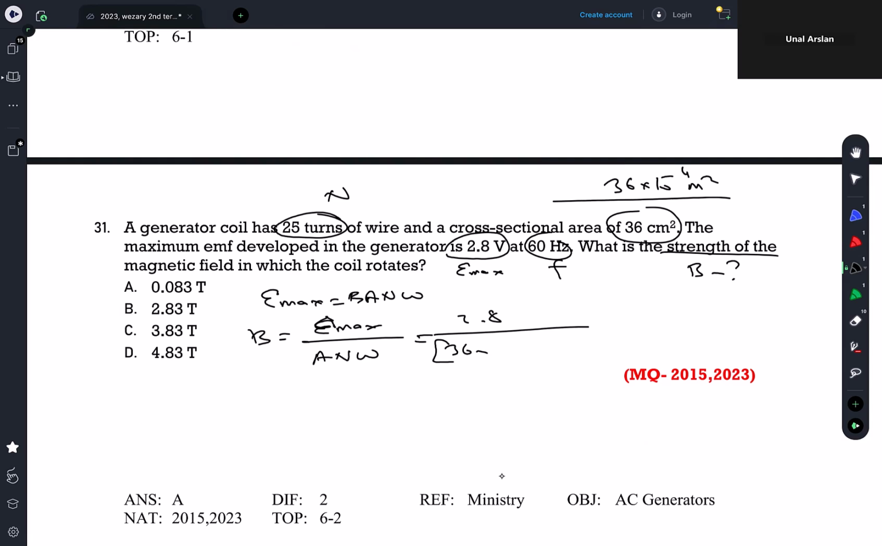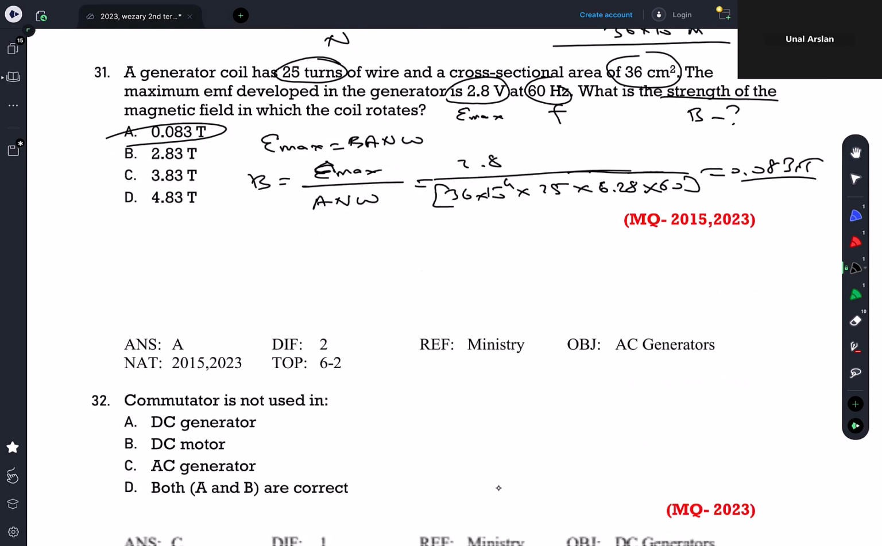Area is 36 times 10 to the power negative 4. N is 25. Omega is 2 pi f, 2 pi times 6.28. F is given as 60. Close the bracket. Then use your calculator: 2.8 divided by bracket 36 times 10 to the power of negative 4 times 25 times 6.28 times 60, close the bracket. Answer is 0.083 Tesla. 0.083 Tesla is the correct answer.